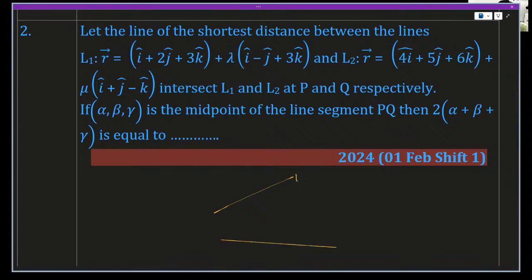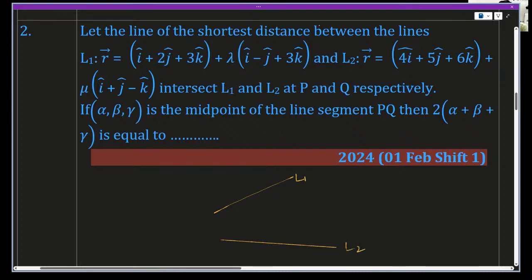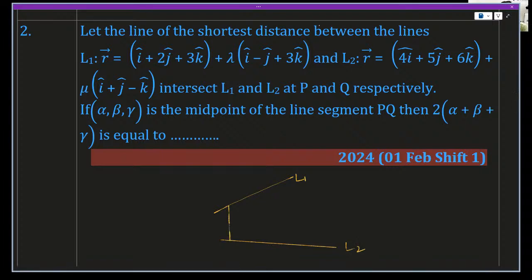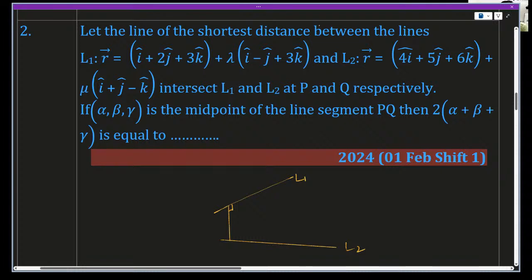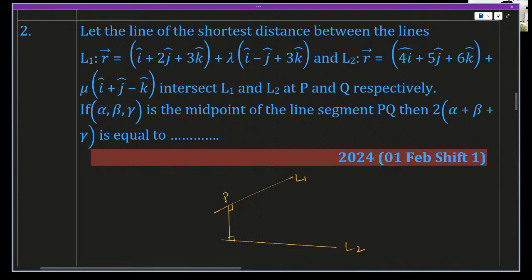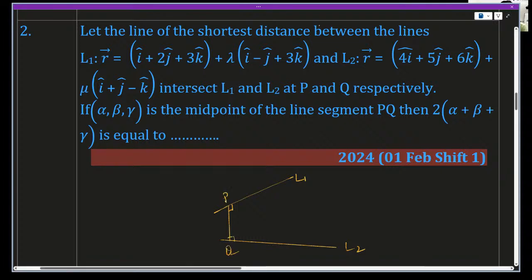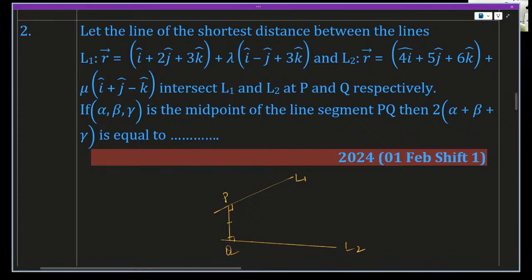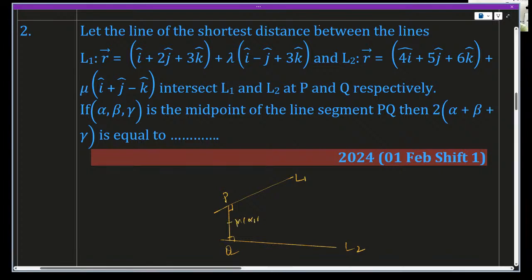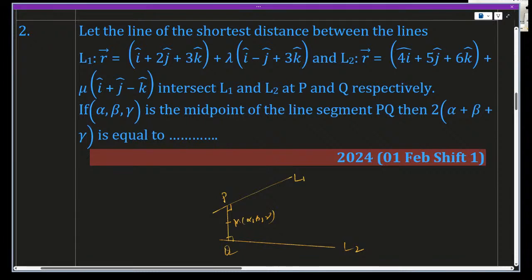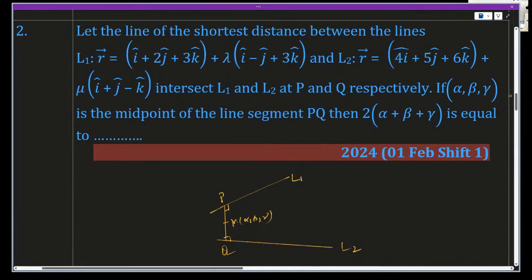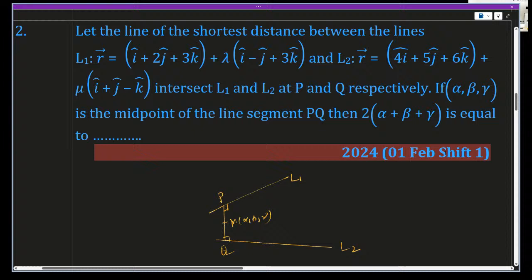Taking two lines in this manner, this is L1 and L2. This is the line SD intersecting the first line at P and the second line at Q. Okay? And this midpoint they have given. Your problem is to find the value of 2 alpha plus beta plus gamma. You have to find it.